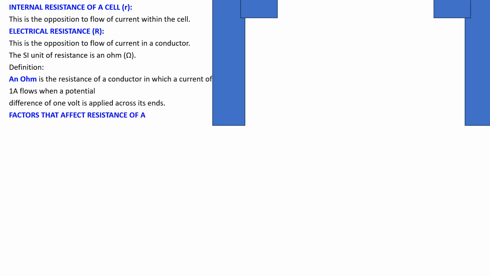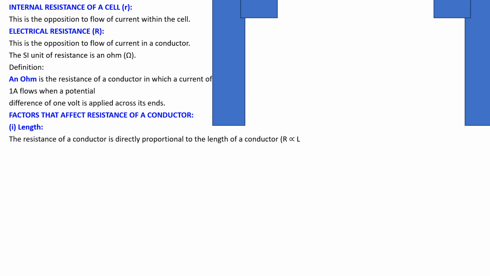Factors that affect resistance of a conductor. There are many factors, and among them we shall discuss some here. We have the length, L. The resistance of a conductor is directly proportional to the length of the conductor. As you can see, R is directly proportional to L. This shows that when you increase the length of the wire, you automatically increase the resistance of the conductor. On the other hand, when you reduce the length, you reduce the resistance.